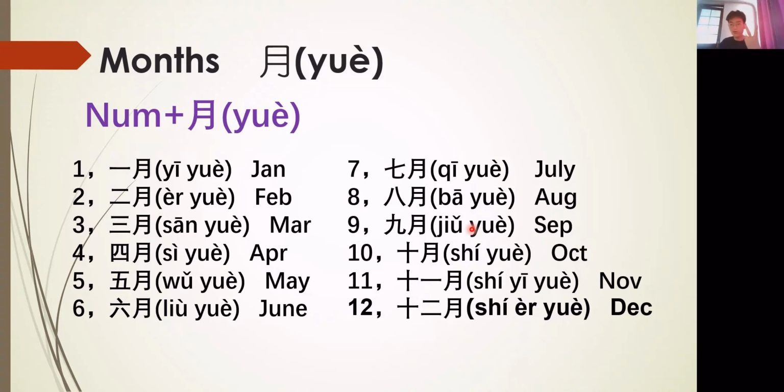And finally, the last month in the year, right? So first we say 12 and then we say 月. So it is 十二月. 十二月. Okay, 非常好. So now let's have a small quiz.